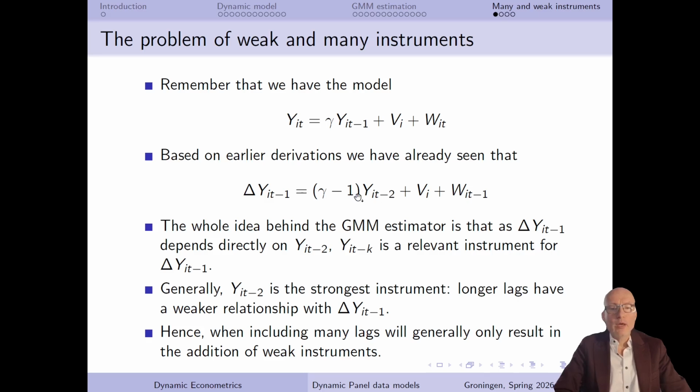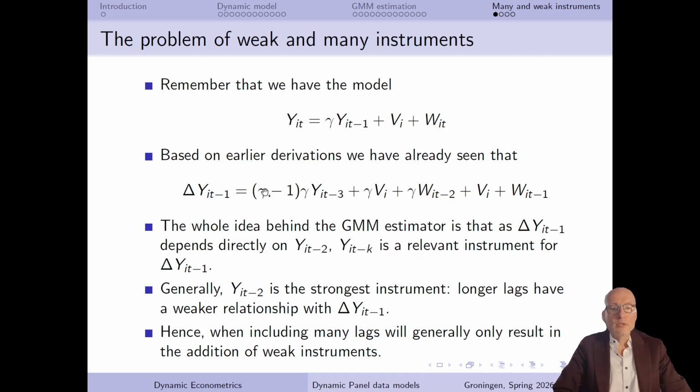However, what we can do as well is substitute in here the value of YIT minus 2. We know that YIT minus 2 is equal to gamma times YIT minus 3 plus VI plus WIT minus 1. If we do that, we get this equation over here. Again, now YIT minus 3 is on the right-hand side of the equation of delta YIT minus 1.